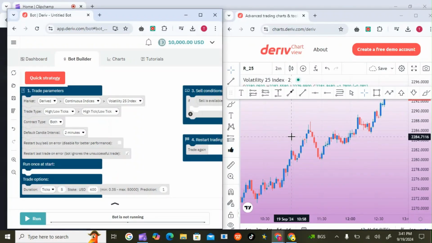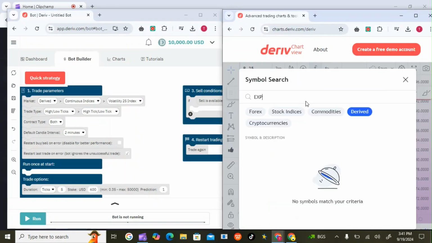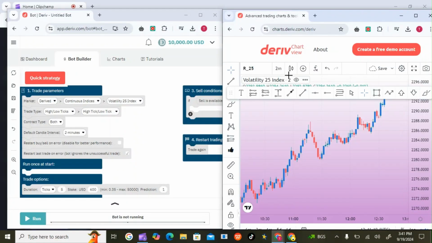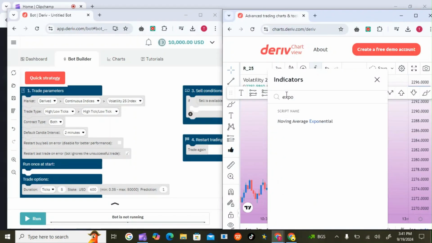And then, how will we be targeting? There are indicators that I want you to input. So we will use the exponential moving average. Number one, the exponential moving average. Sorry, the indicators tab is in the FX. So just type exponential moving average, and as you can see, you'll find the moving average exponential.